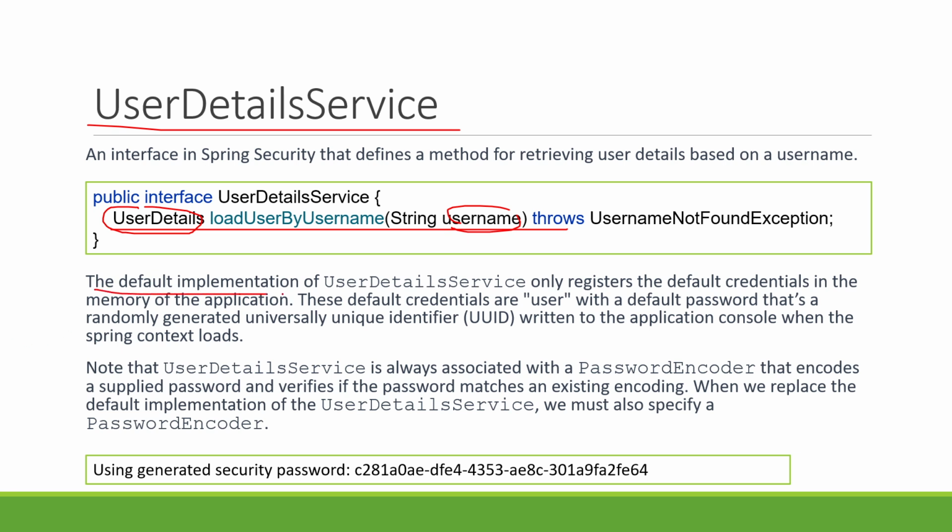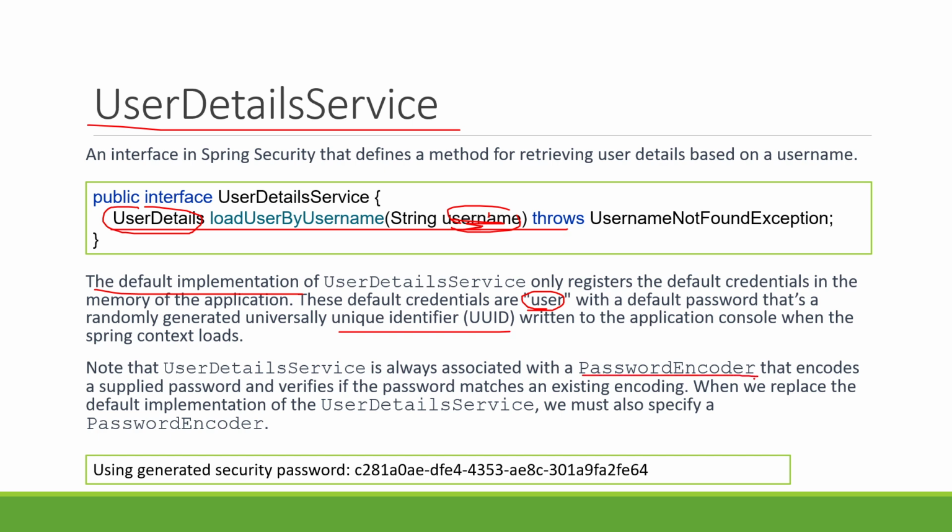The default implementation of UserDetailsService only registers default credentials in the memory of the application. The default username is user. The password by default is a randomly generated UUID in the console. You already see, okay. UserDetailsService is always associated with the PasswordEncoder.